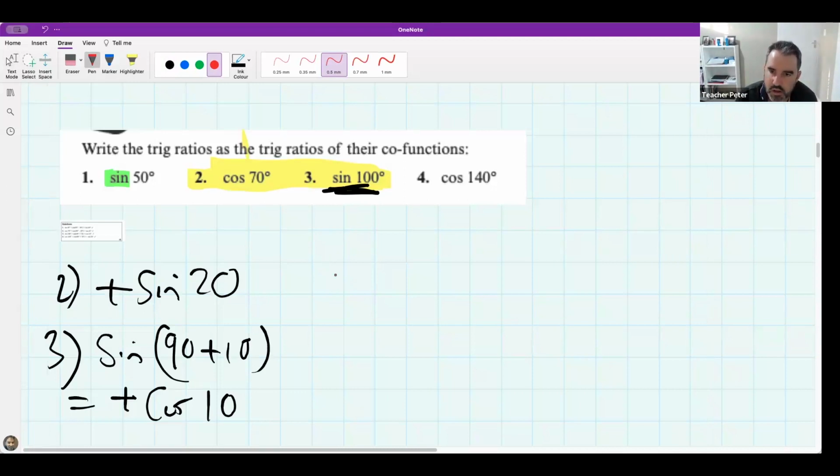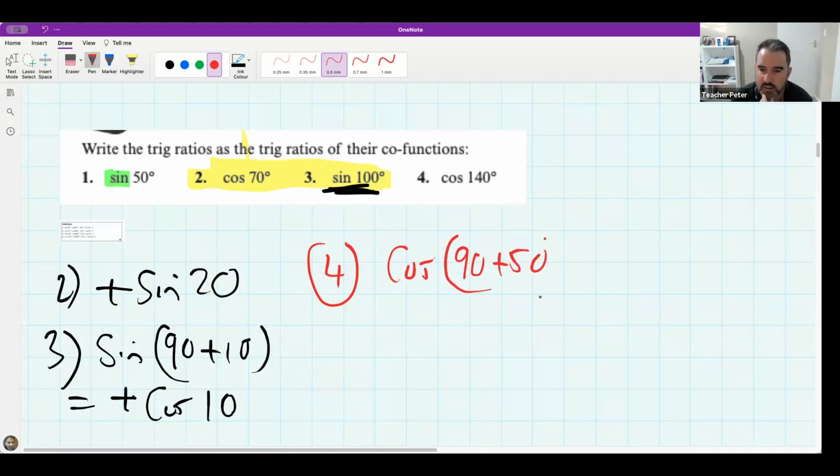Let's have a look. So number 4, if I'm feeling a bit unsure, I would write it like this so I can clearly see how far away it is. But I also need to check what quadrant I am in. In quadrant 2, cos is actually negative. Then I say, what's the co-ratio of cos? It's sine. And then I'm going to say it is that.